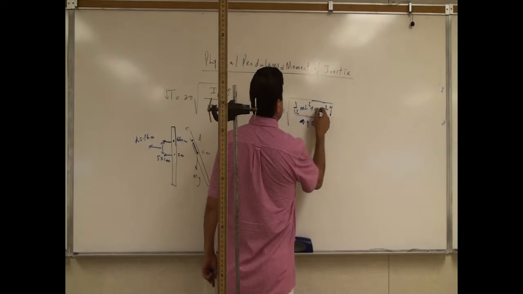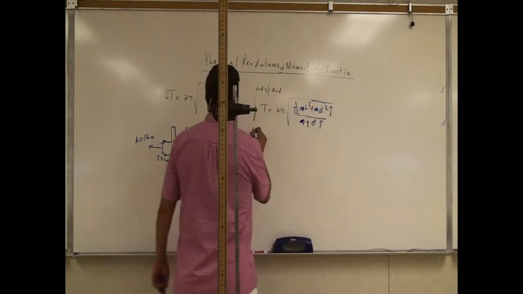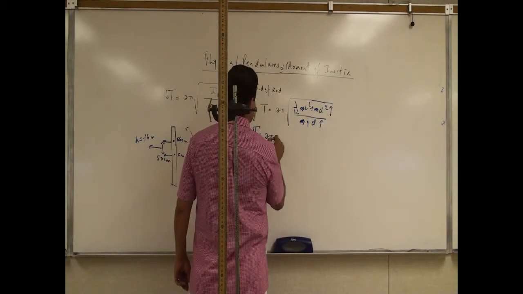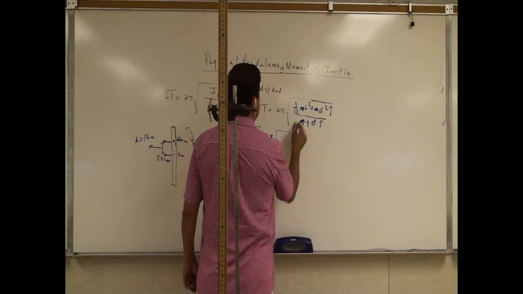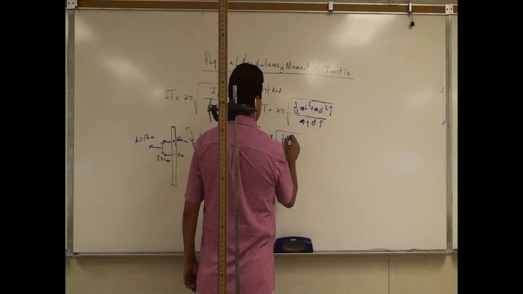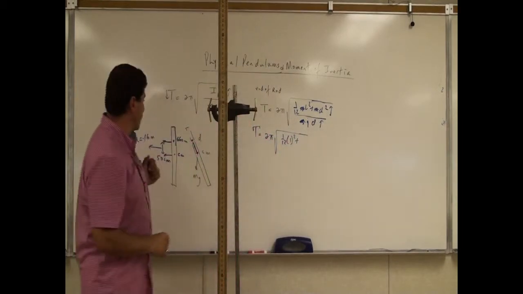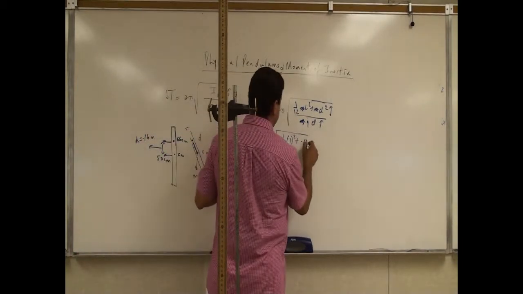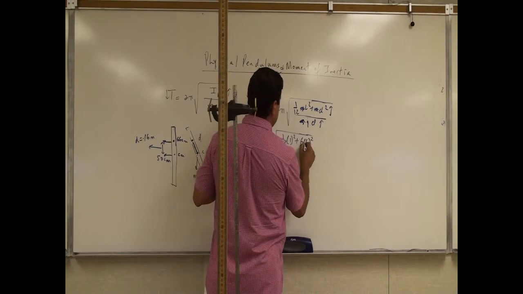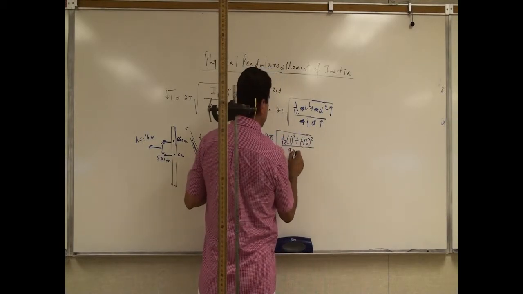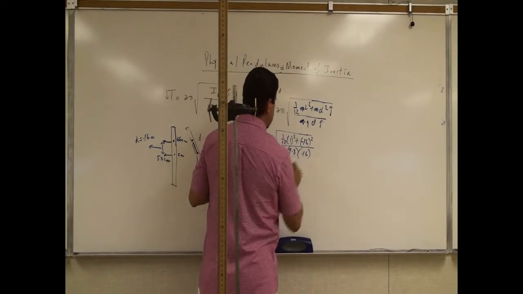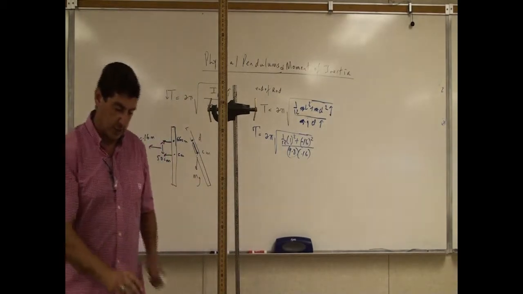So this mass and this mass cancel, and this mass cancels. So then we have the period is 2 pi square root of 1/12 times 1 squared plus d squared, where d is 0.16 squared, divided by 9.8 times 0.16. Okay, so let's see what we get here.